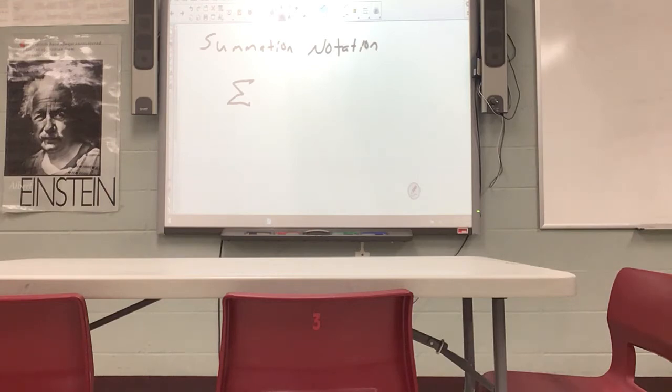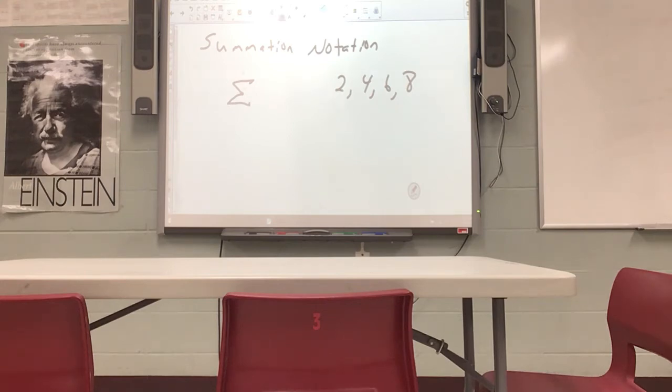Alright, so summation notation says when the terms of a sequence are added together. So that's what we would have here. So if I had just an easy one, 2, 4, 6, 8. 2 plus 4 is 6, plus 6 is 12, plus 8 is 20. So that would have a sum of 20. So we can use this symbol here, summation notation.